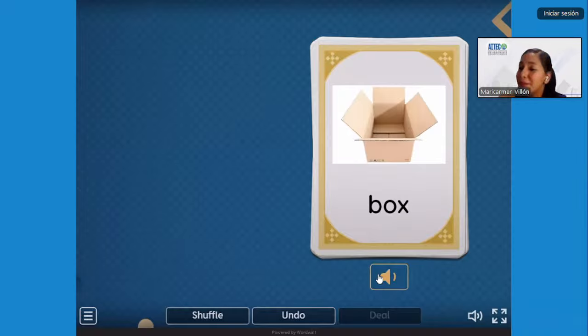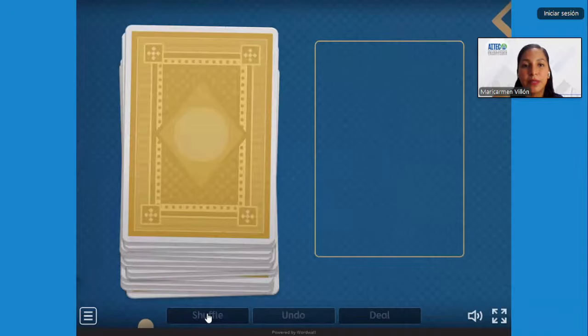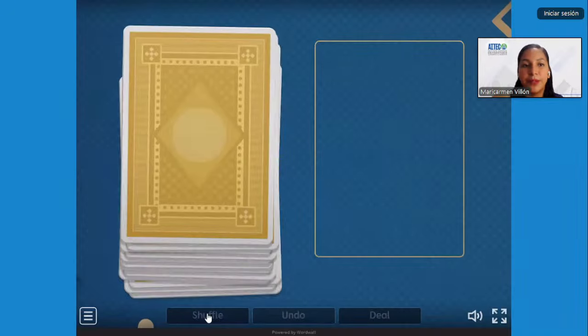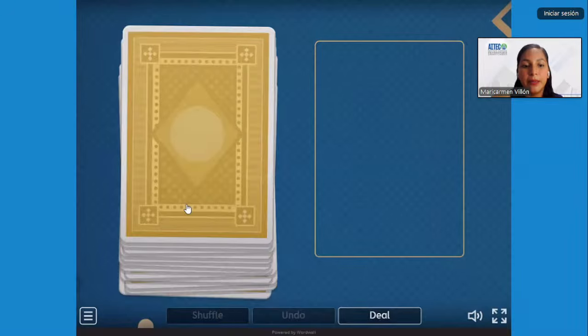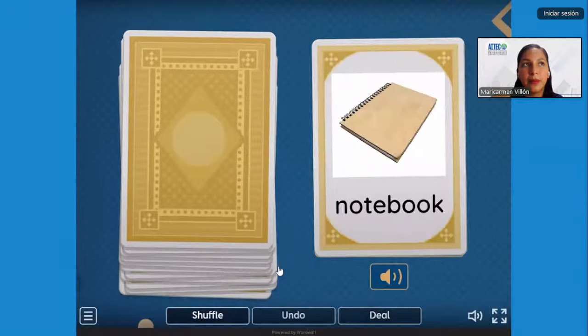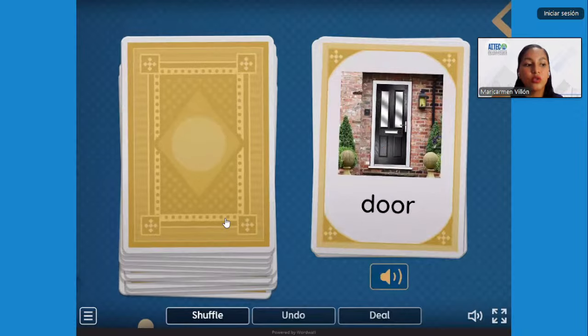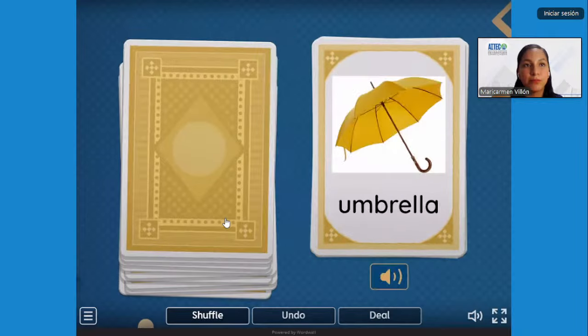Yeah. Remember that in English you have to open your mouth a lot. Okay. So after practicing a little bit of vocabulary, all right, notebook, let's do it again. Notebook, door, umbrella. Repeat, please. Practice it at home.